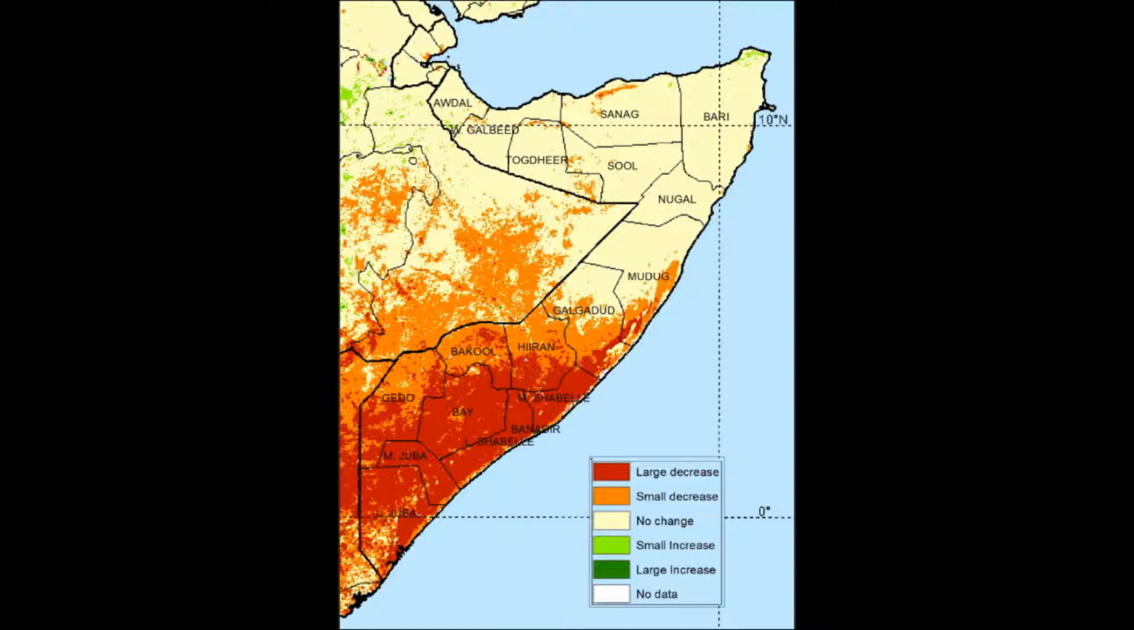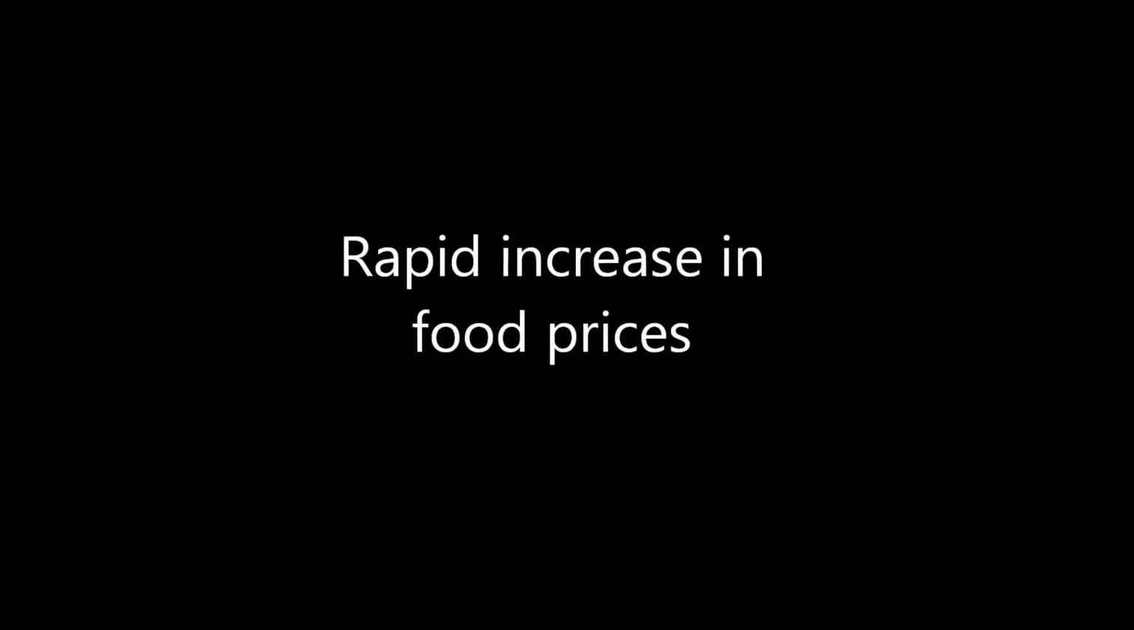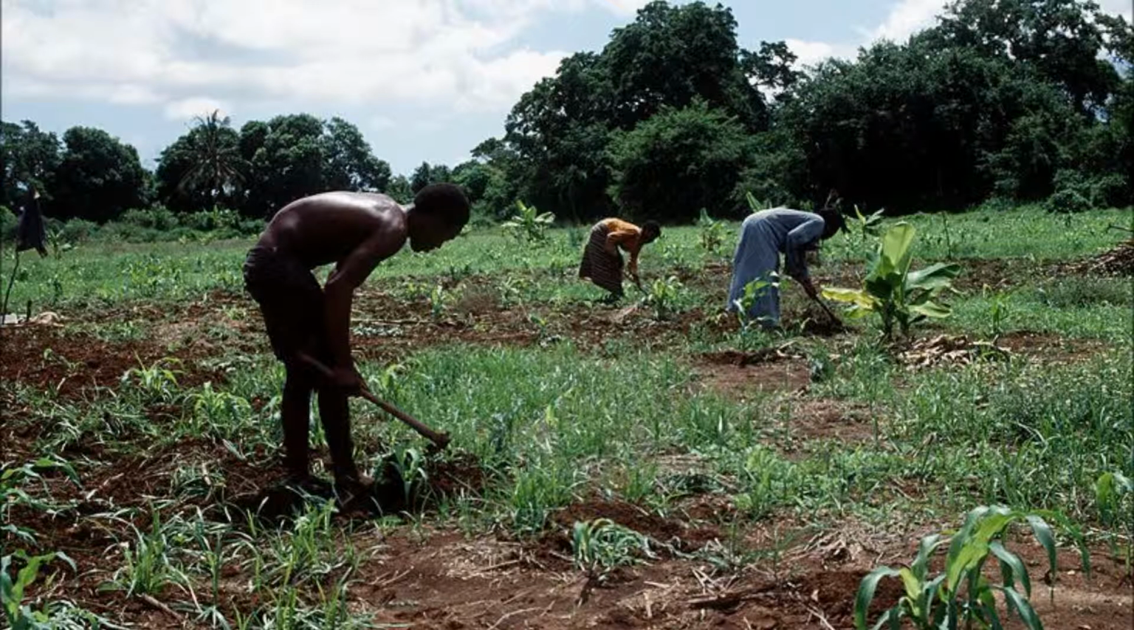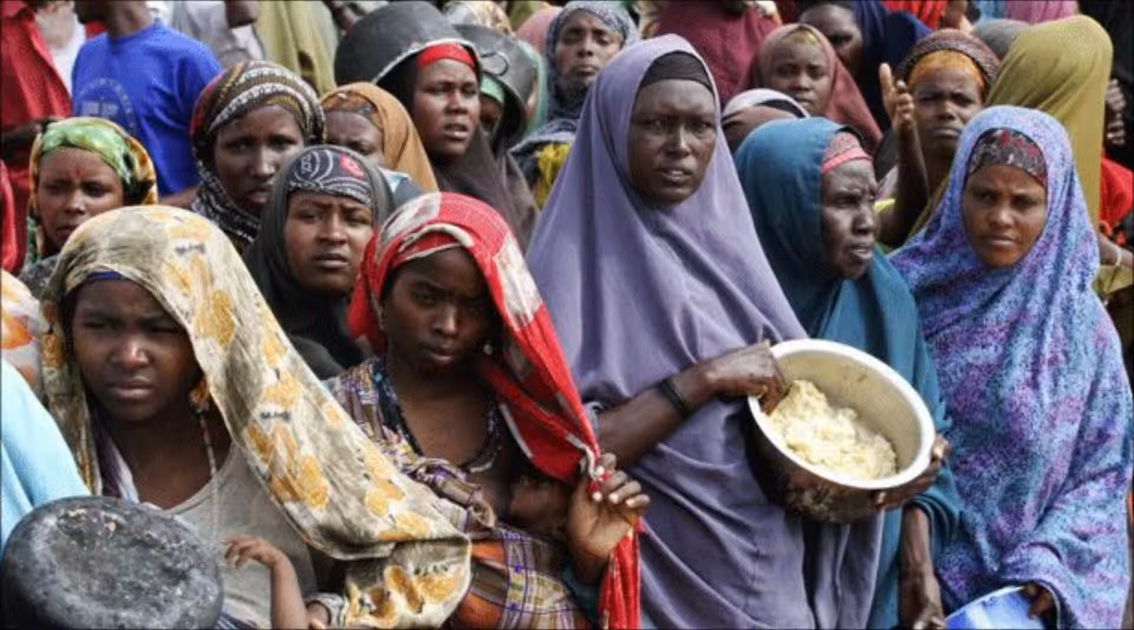Food prices. Though less publicized than the drought, of equal importance in triggering the famine was the simultaneous steep climb in the price of food globally. Somalia is a country that is heavily dependent on food imports.